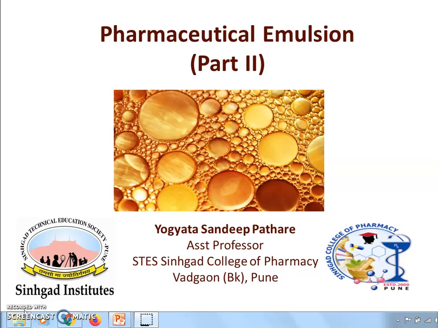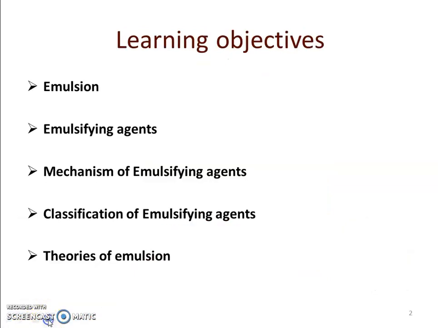Gadgaon, Pune. Today, I represent here the Pharmaceutical Emulsion Part 2. In Part 1, we have discussed the beginning of the emulsion, its types, its advantages, and the different identification tests of an emulsion. Today, after completion of this, you will be able to learn what is meant by emulsions, the emulsifying agents, mechanism of emulsifying agents, classification of emulsifying agents, and various theories of emulsion.